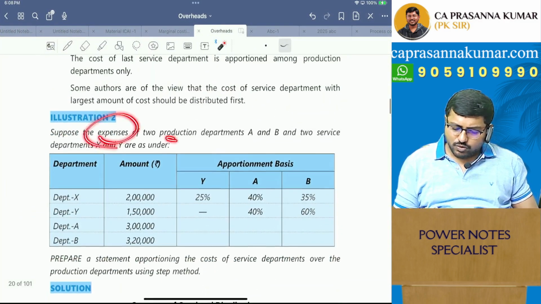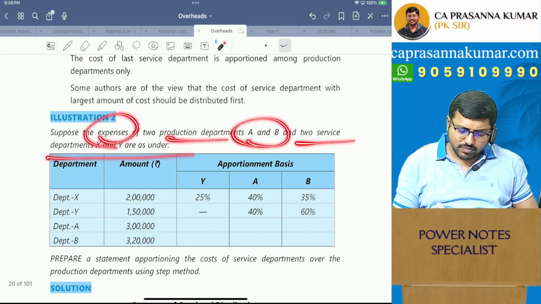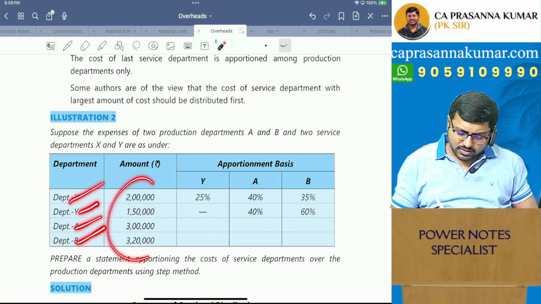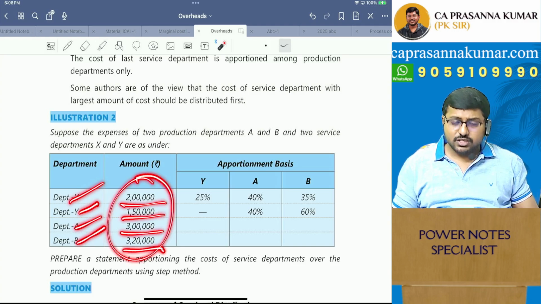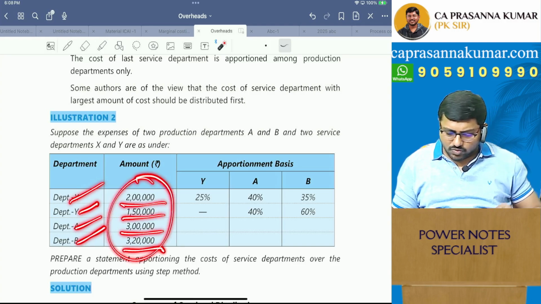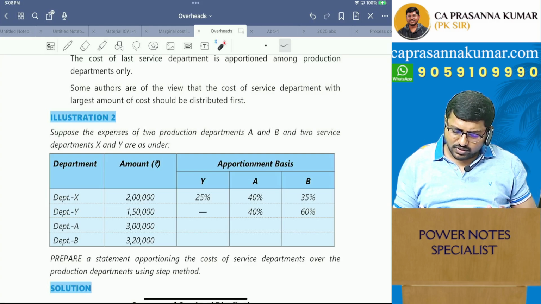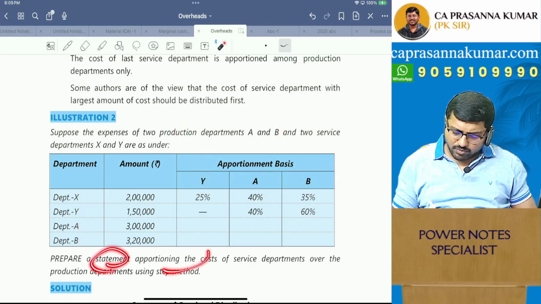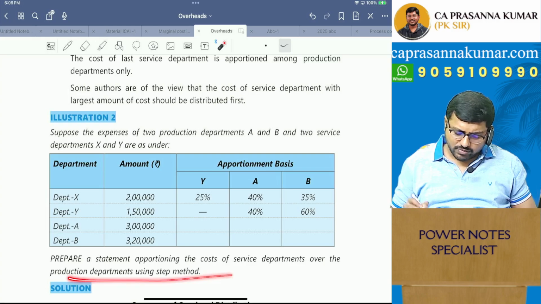Suppose the expenses of 2 production departments A and B and 2 service departments X and Y are as under. Production departments, service departments, all the numbers are here, which means primary distribution is over. So what is the situation over here? He himself has given you the apportionment basis. You have Y, A and B. Production departments are A and B. Service departments are X and Y. Prepare a statement apportioning the cost of service departments over production departments using the step ladder method.